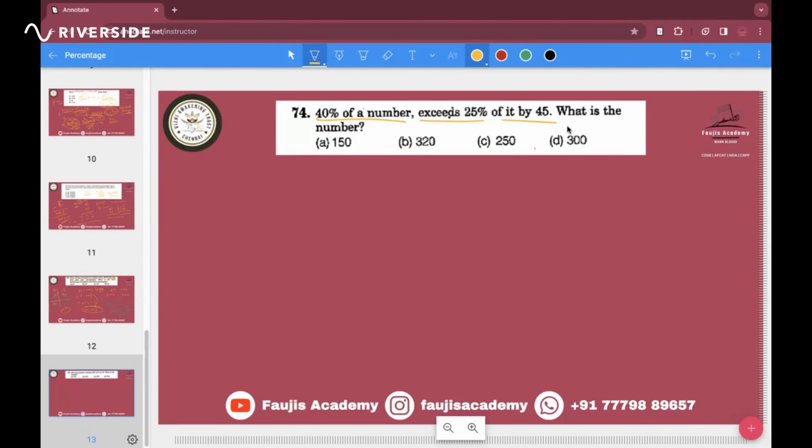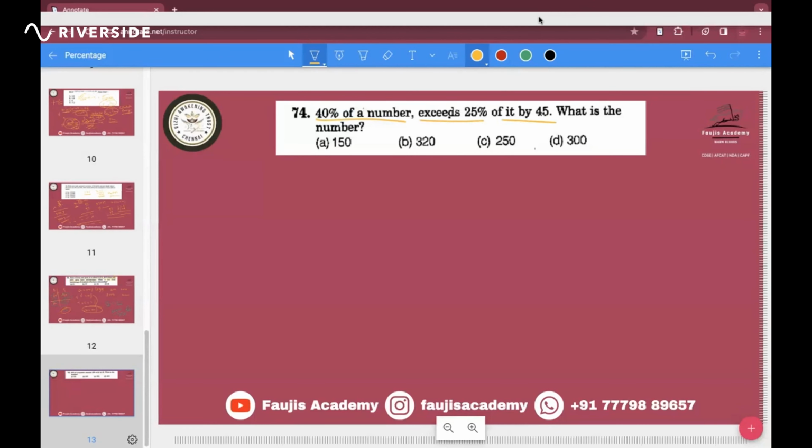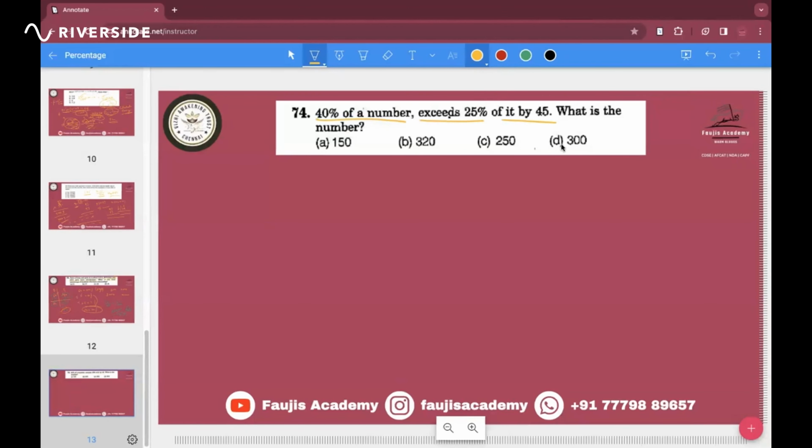Look at this question. Shruti, can you help me? Can you, for the sake of the class, please tell in Tamil to the class what actually this question is telling? What are they asking? Please tell to the class.